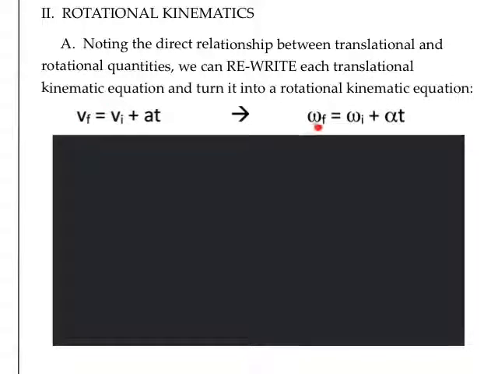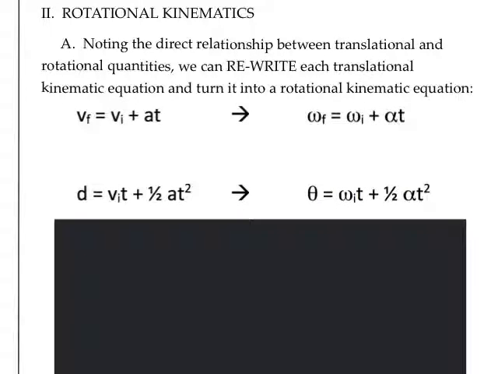So instead of a v, we have an omega. So now it's angular speed or angular velocity instead of regular velocity. And then we have our angular acceleration instead of linear acceleration. And then time stays the same. So let's do this with the other two kinematic equations.